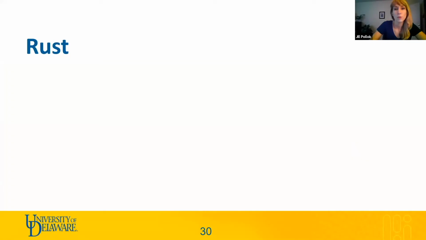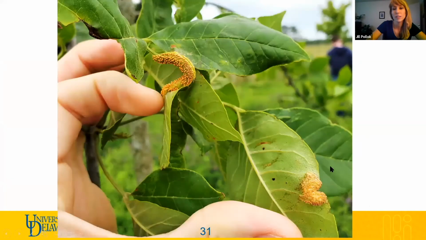Another thing I just wanted to mention briefly are rust diseases. So rust diseases are kind of like powdery mildew in that if you see it a couple times, you can become really good at diagnosing it, because they have bright orange spores. This is the only fungal pathogen I know that has bright orange spores.